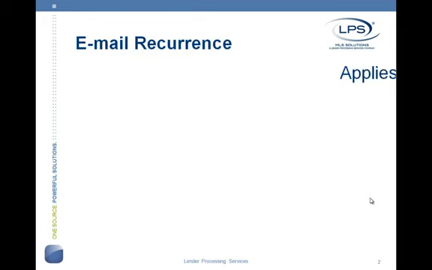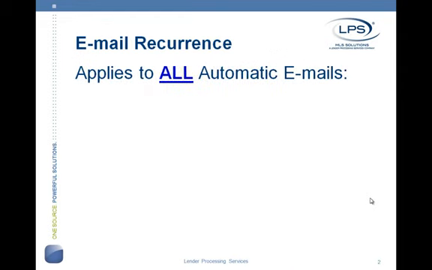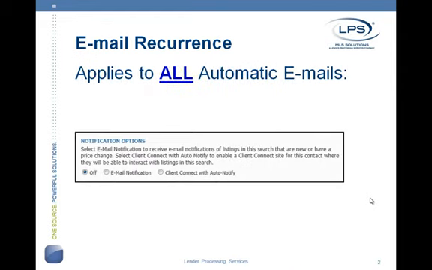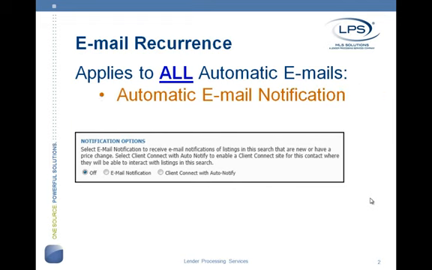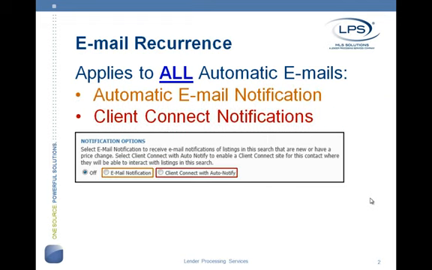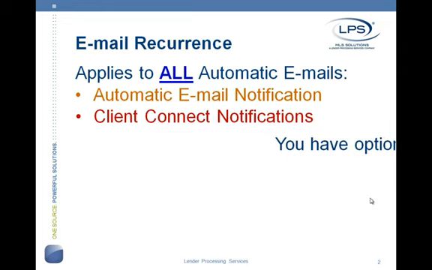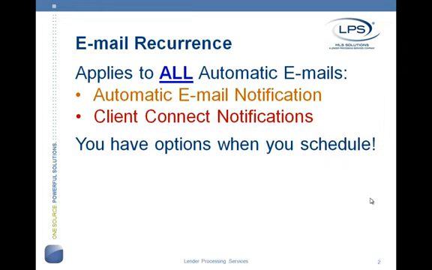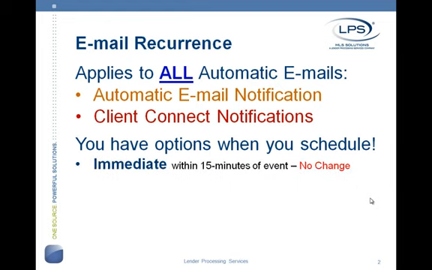Email recurrence applies to all automatic email notifications you send out of Paragon, be it email notification or Client Connect with auto notification. You have options when you send the emails to your clients, and you can schedule when those emails will go. You have immediate. There is no change in this functionality.